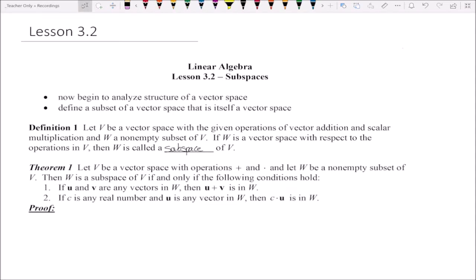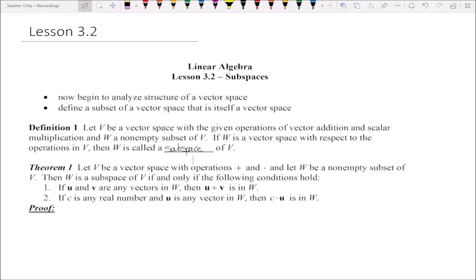Now, unlike with a vector space, we don't actually have to go ahead and prove all 10 axioms to prove that a subset is a subspace. It's much simpler than that. This is explained in our theorem, which says, let V be a vector space with operations of vector addition and scalar multiplication, and let W be a non-empty subset of V. Then W is a subspace of V if and only if the following two conditions hold.